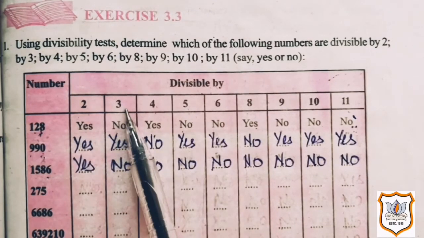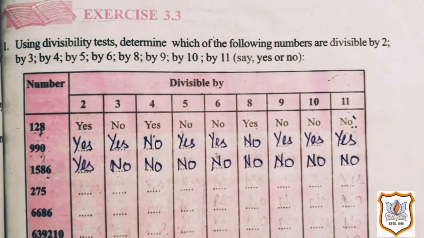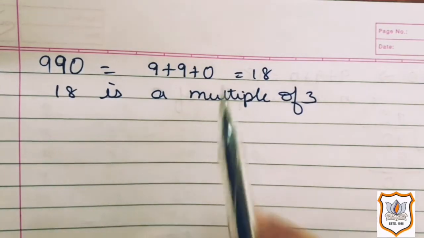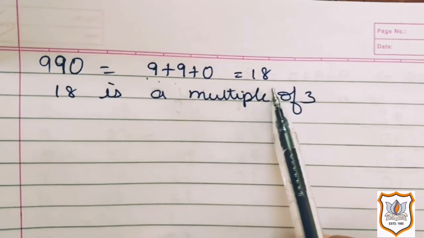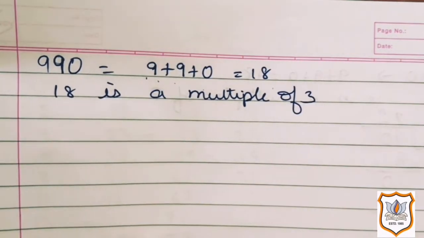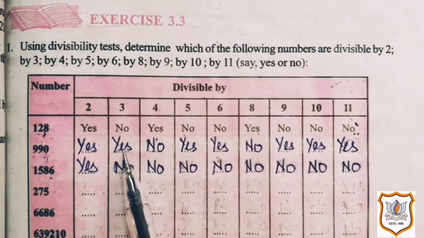Divisible by 3. According to rules, all the digits, if we add them, and the answer should be a multiple of 3, then only the number is divisible by 3. By adding 9 plus 9 plus 0, we get 18, and 18 is a multiple of 3. So the number 990 is also divisible by 3. So we will write yes over here.